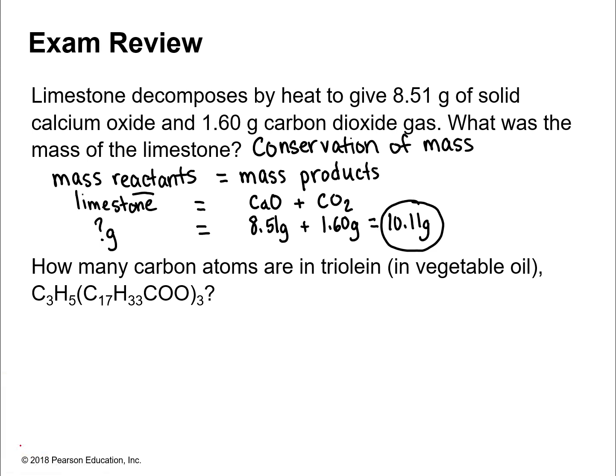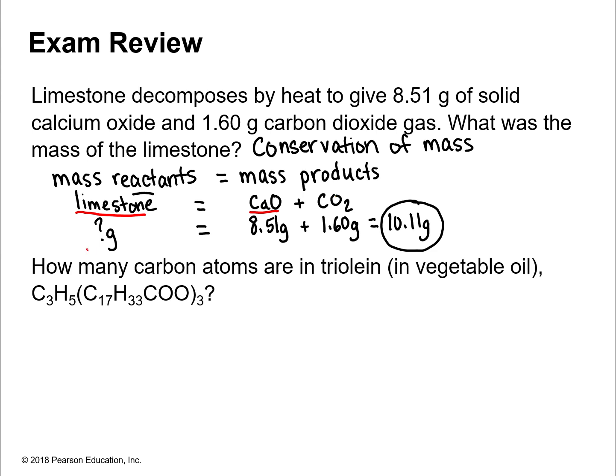is, let's say that I gave you the mass of the limestone and the mass of the calcium oxide. Then I could ask you, what would the mass of the carbon dioxide be? In that case, you would take the mass of the reactants, subtract what you know about the products, and the rest would be carbon dioxide.